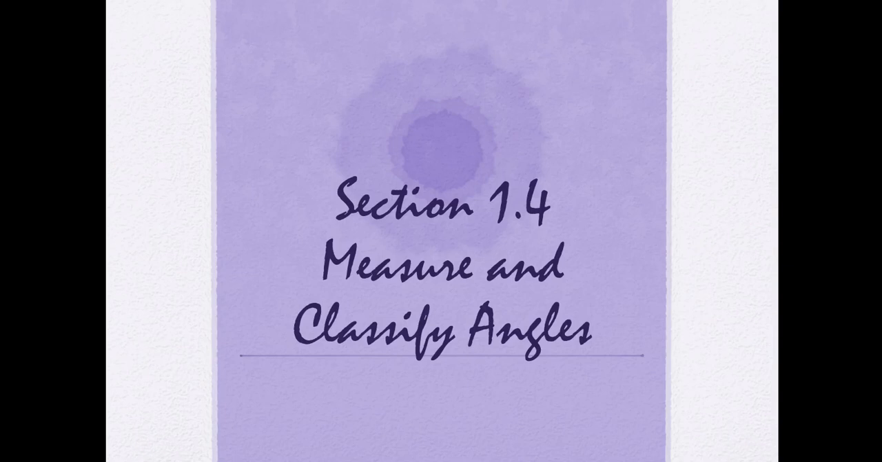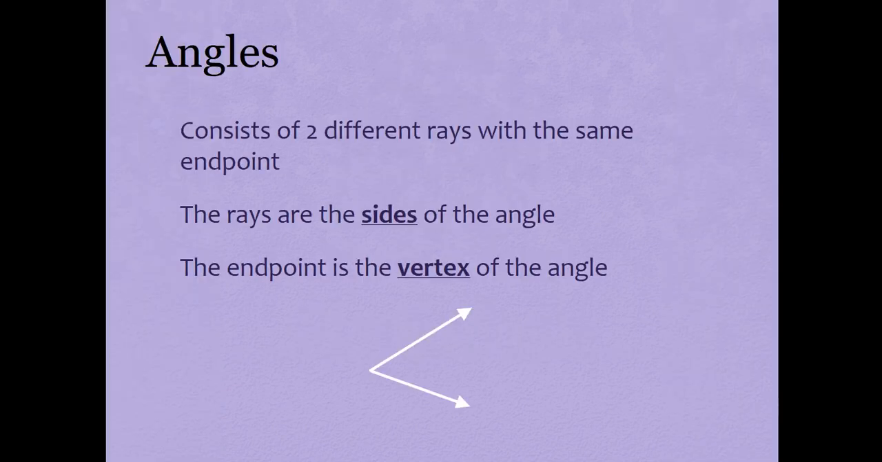This is section 1.4, measure and classify angles. So angles consist of two different rays with the same endpoint. Like this picture, here's the endpoint where they intersect. One ray is going off in one direction and one goes off in the other. The rays make the sides of the angle and the endpoint makes the vertex. So this is called the vertex and this is the side and the side. The vertex is probably one of the most important parts of the angle, so just keep that in mind.